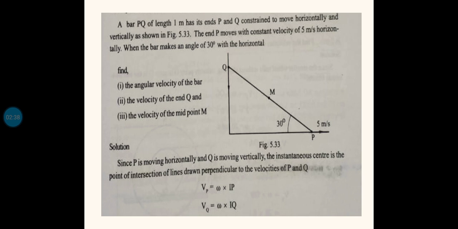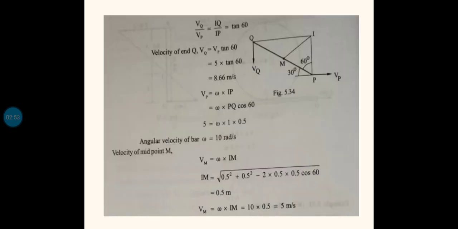So you got two equations. One is Vp equals omega IP, and the other is Vq equals omega IQ. Now dividing the equation for Vq by Vp, we get Vq by Vp equal to omega IQ divided by omega IP. Omega and omega get cancelled. So finally you get Vq by Vp equal to IQ by IP. Now consider this right triangle, and see IQ by IP.